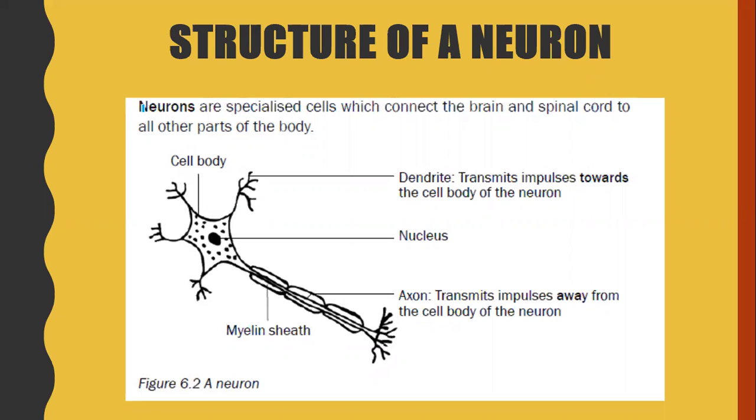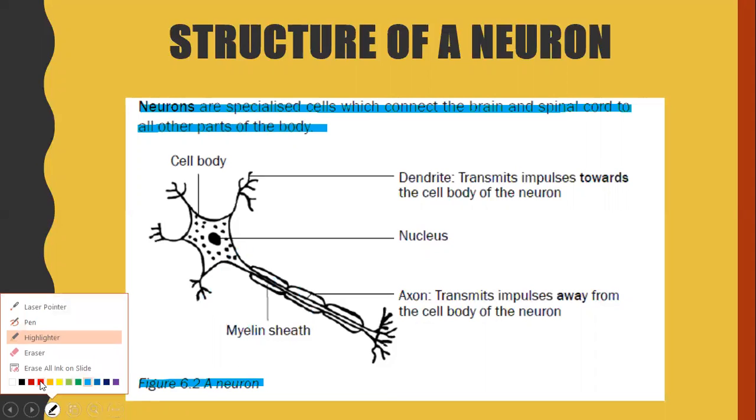So what are neurons? Neurons are specialized cells which connect the brain and the spinal cord to other parts of the body. So this is a structure of a neuron, as you can see. This is a simple structure of the neuron. You have to know the drawing, you have to know the labels, and you also have to know the functions. So let us now look at the labels.